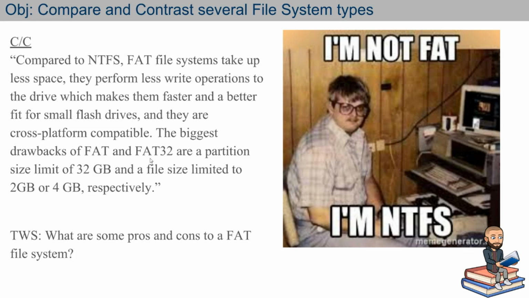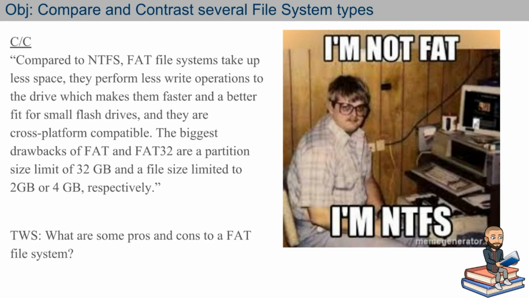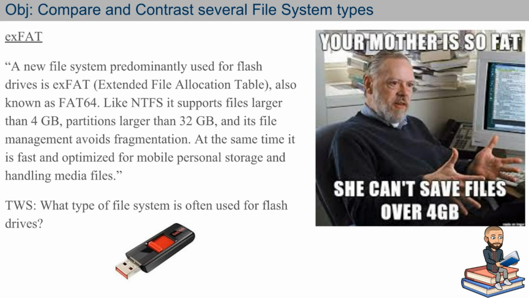So if I'm looking at a FAT32 file system, I am able to save a 4 gigabyte file on that thing. NTFS is fancy, that's why I did the greater than sign here. It's a fancier file system because it'll allow larger files. So with that in mind, what are some pros and cons to a FAT or NTFS file system? You have to do some inferring there.